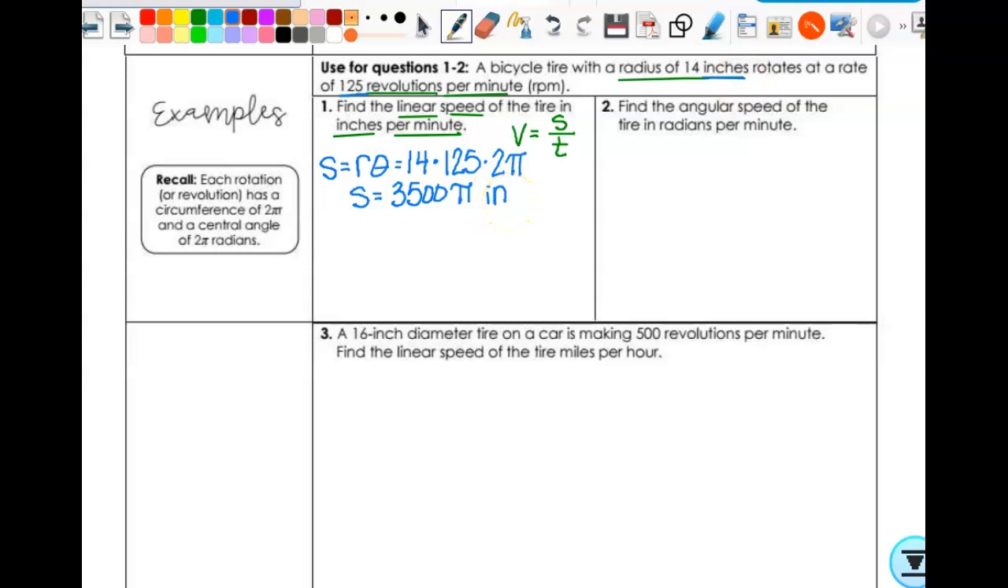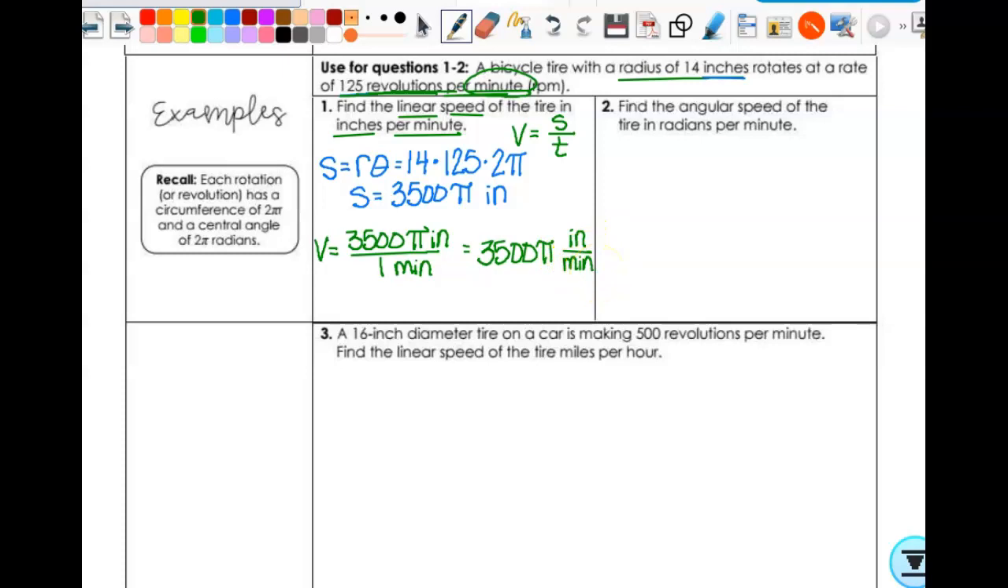Okay? So my velocity then is my arc length, which is 3,500 pi inches over the time. To know what their time is, it goes with whatever the revolutions were. 125 revolutions per minute. So this is that many inches for every 1 minute. Then I double check in the actual question part to see what units I needed, and it says inches per minute, so I don't really have to do any conversion. I just have to write it more appropriately with units and say it's 3,500 pi and then inches per minute.